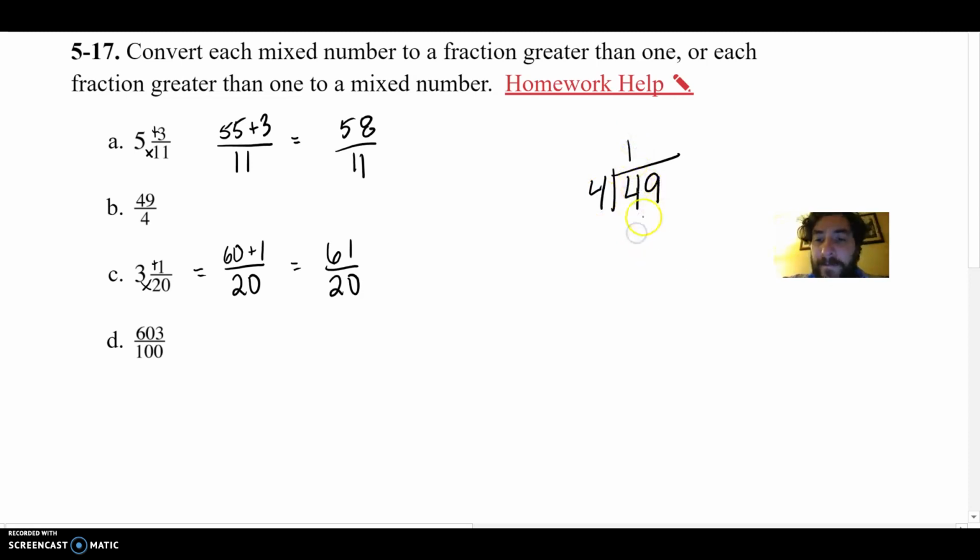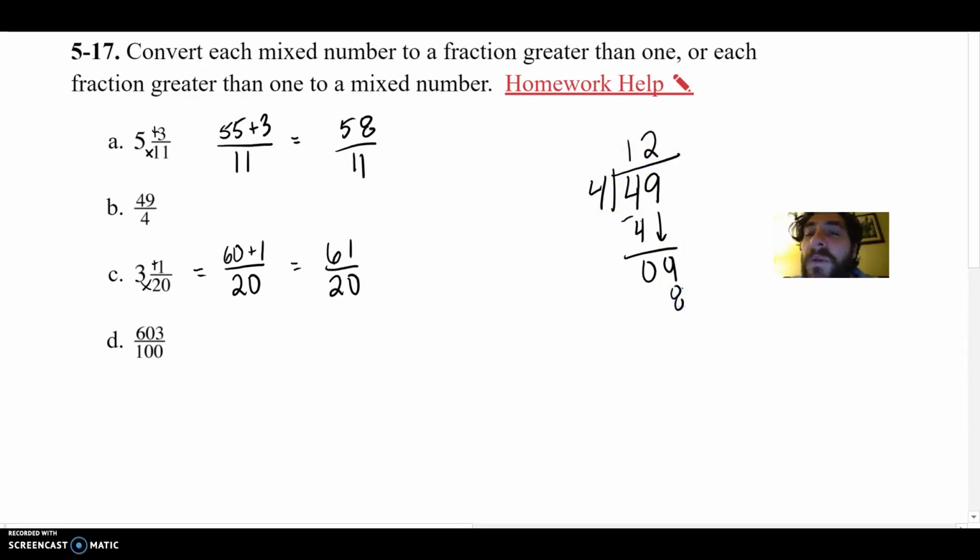So 4 goes into 4 once, and that's 4. Bring down the 0. Bring down the 9. My brain is not working right now. How many times does 4 go into 9? Twice. And 2 times 4 is 8.